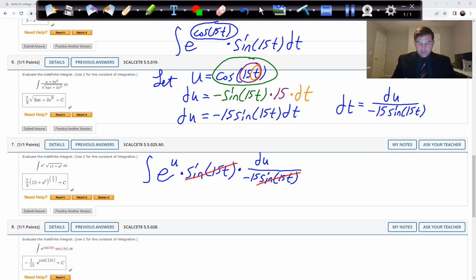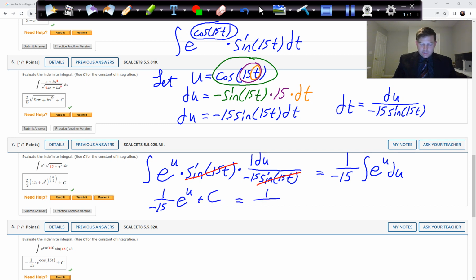T's are now gone. Let me pull out this 1 over 15, 1 over negative 15, integral e to the u du. That's one of the easiest integrals we'll ever see. The antiderivative of e to the u is e to the u, does not change, plus constant of integration. Last step, replace u with what it is. It was cosine 15t. So the final answer is 1 over negative 15 times e to the cosine 15t plus c, and you can kind of see how I typed that in.